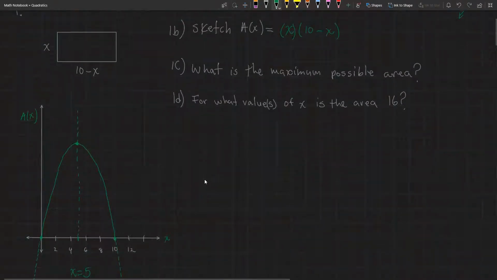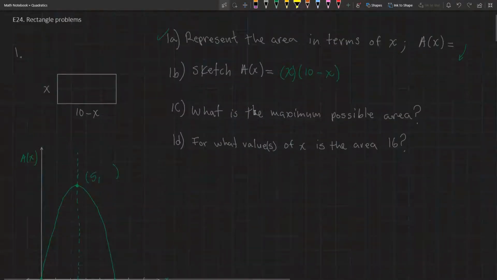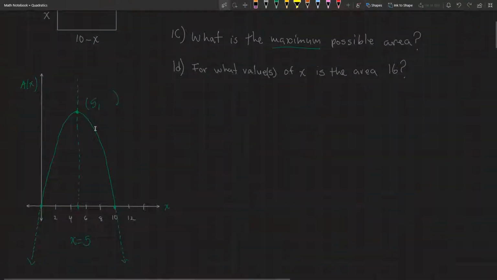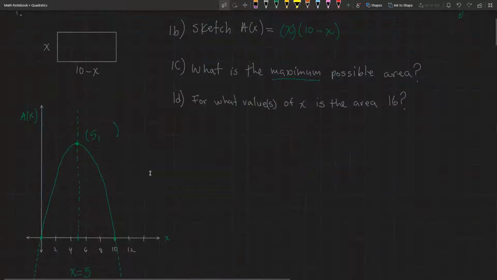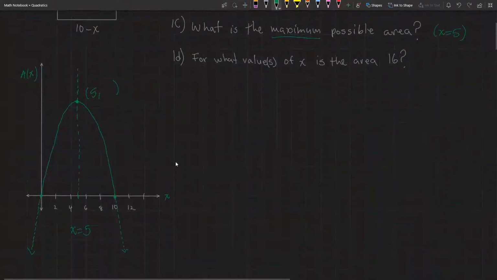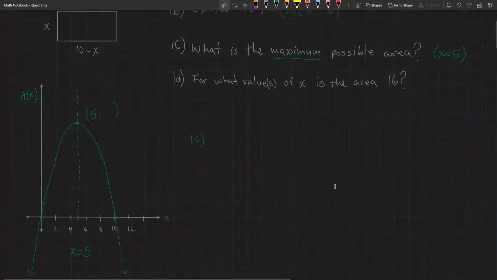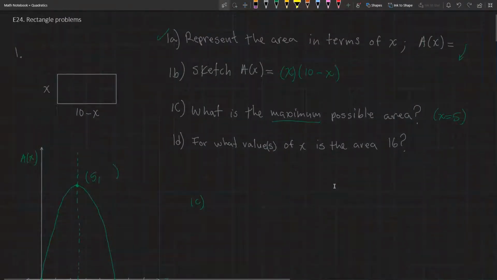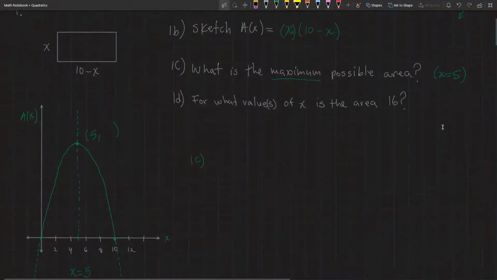All right, we know one thing about the maximum value, which I think is the next part we need to figure out. It's saying, what is the maximum? That's the typical type of calculus problem that you would see in that course. What is the maximum possible area of this rectangle? We at least know that it happens at the vertex when x equals 5. So 1c down here is asking, what is the area of the square when x equals 5. So really we want the area when x equals 5.